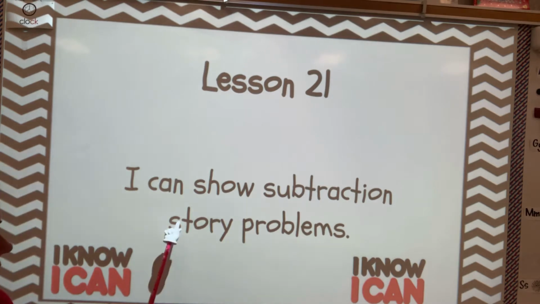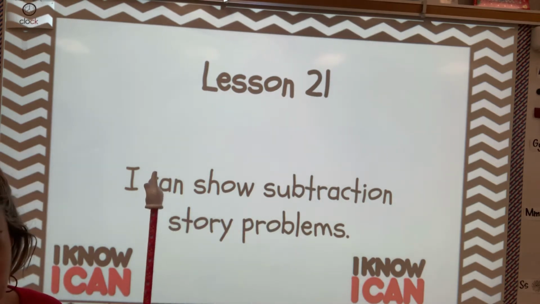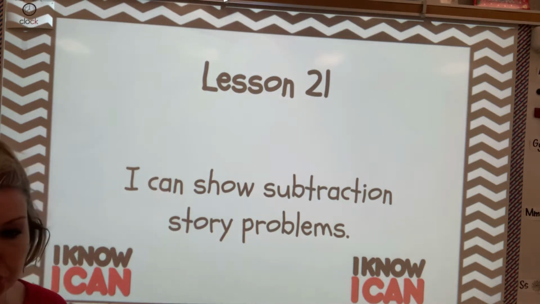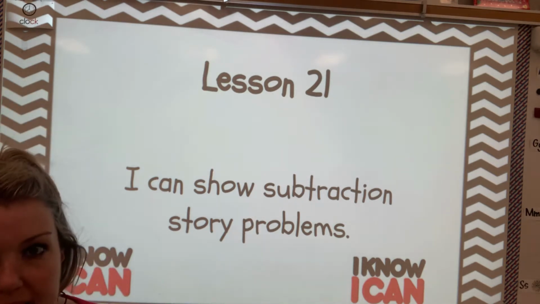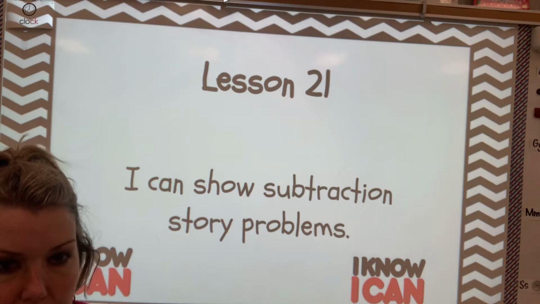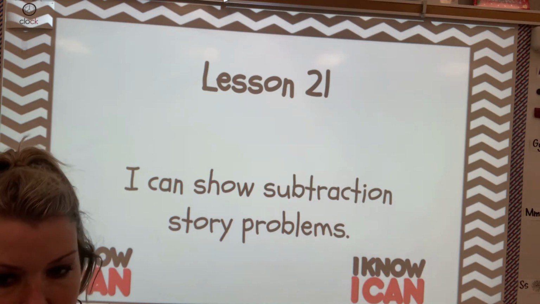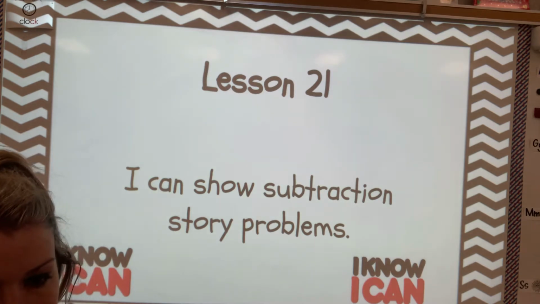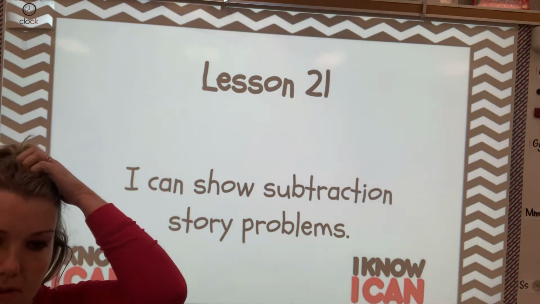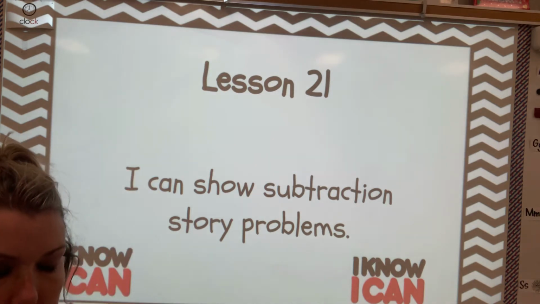Subtraction story problems. Now, subtraction, what does that mean? Who could raise their hand and tell me, what does that mean, subtraction? What do I mean when I use the word subtraction? Nicole?